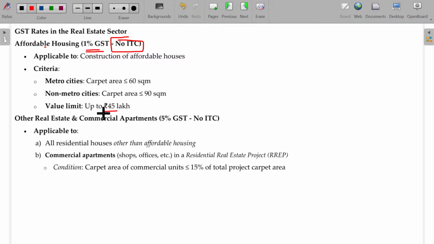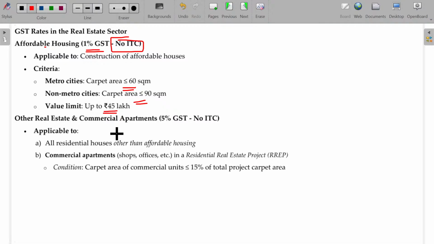The value is less than or equal to 45 lakhs, and the carpet area is less than or equal to 60 square meter in case of metro city. Non-metro means 90 square meter. 1 square meter is roughly 10 point some feet. Okay, you understand? So 60 square meter means into 10, 600 square feet.